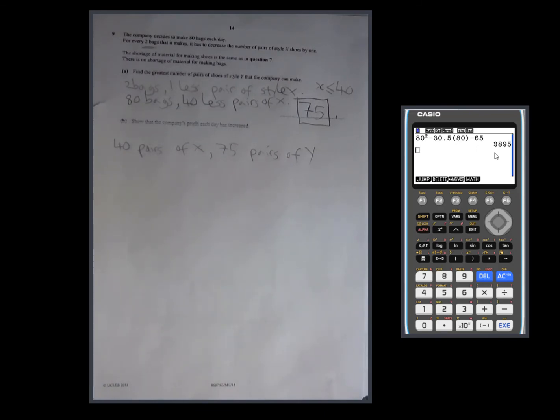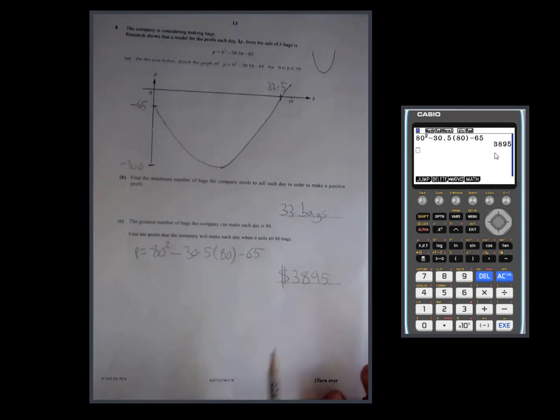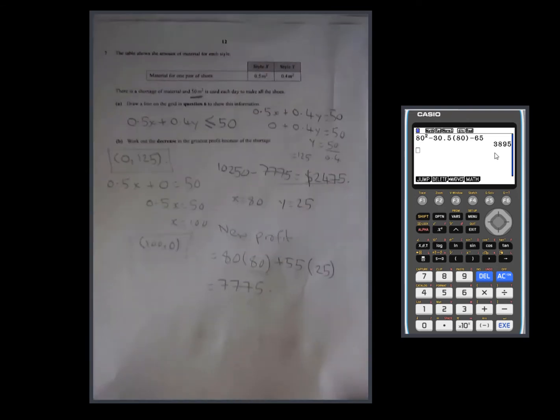And now the final part of this, show that the company's profit each day has increased. Well, we already know that the profit from the bags is $3,895, and that is profit. So we don't have to do any other calculation for that to turn it into profit. So we're going to use this number, but we need to find the profit from the shoes as well. So we need to go digging around. And if you remember, go back to question 7, because anything earlier didn't have the material constraint on.